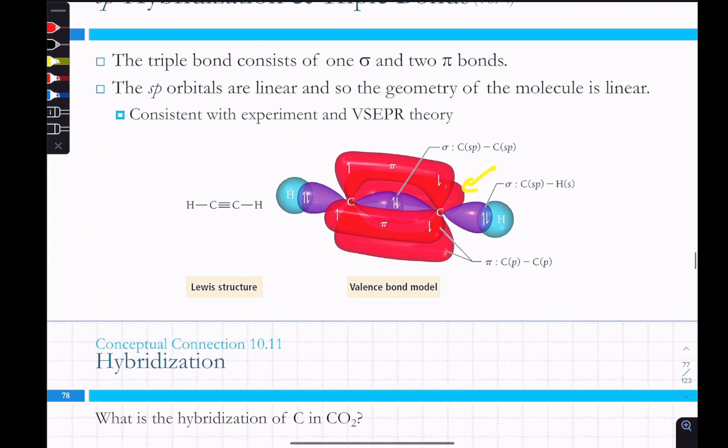So this, you need a color that's going to show up on everything. This one and this one are the same pi bond. This one and this one are the same pi bond. And we can get there just from using our Lewis structure.